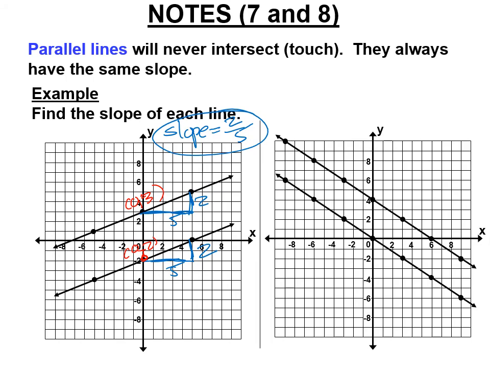All right, same thing there. Find the slope of both of those. Hopefully you went down 2 and over 3 both times. Down 2 and over 3, and so the slope of both of those is -2/3.